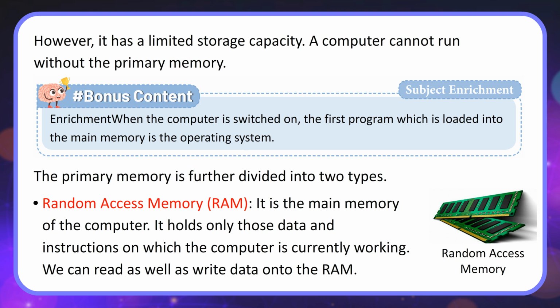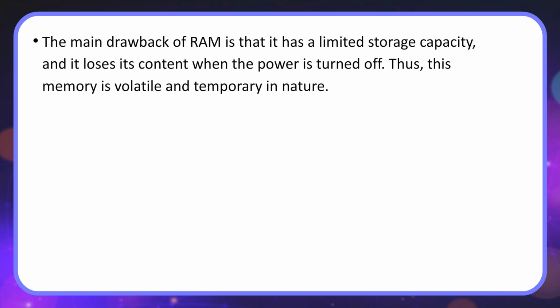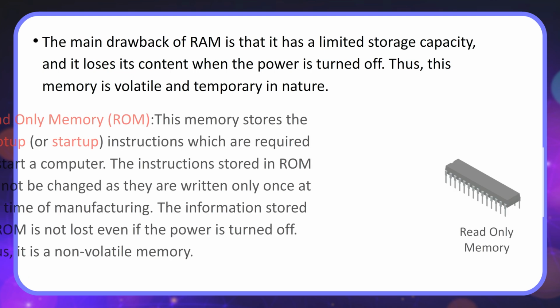It holds only those data and instructions on which the computer is currently working. We can read as well as write data onto the RAM. The main drawback of RAM is that it has a limited storage capacity, and it loses its content when the power is turned off. Thus, this memory is volatile and temporary in nature.